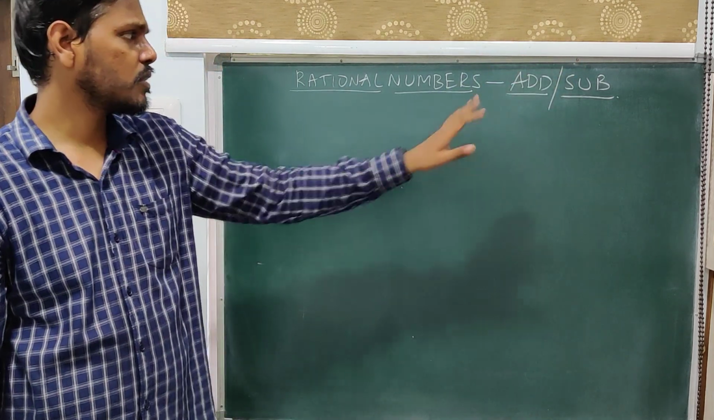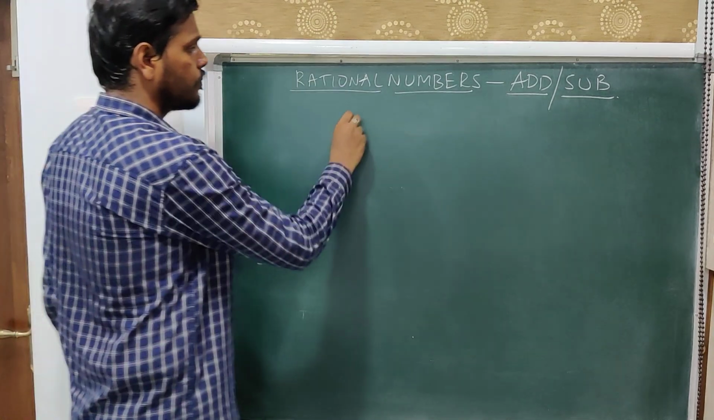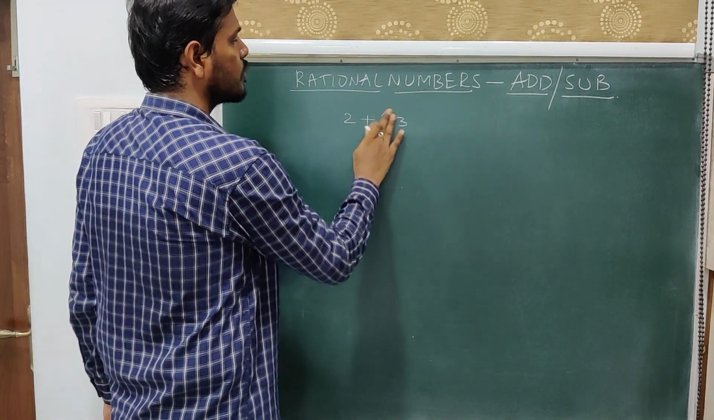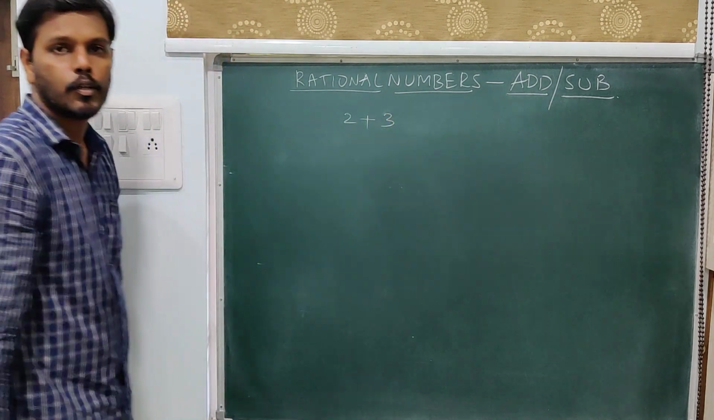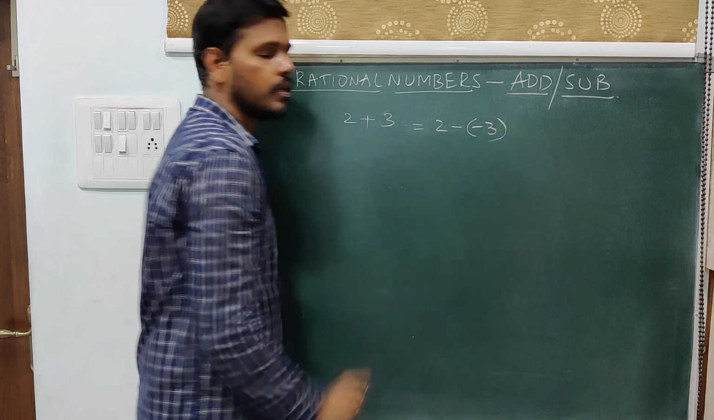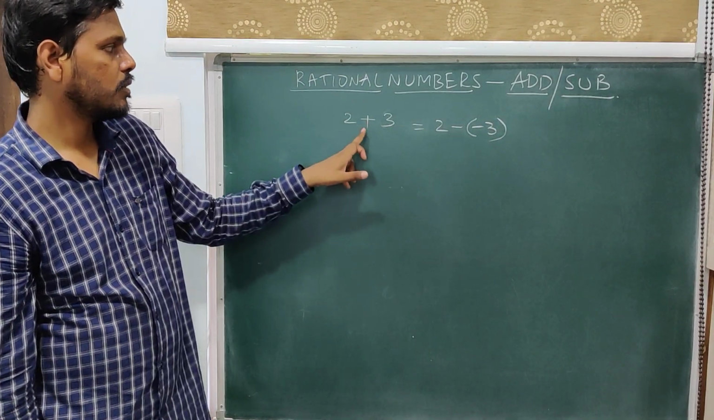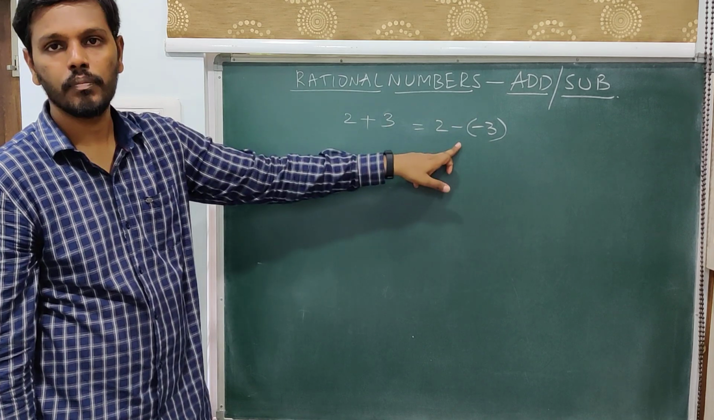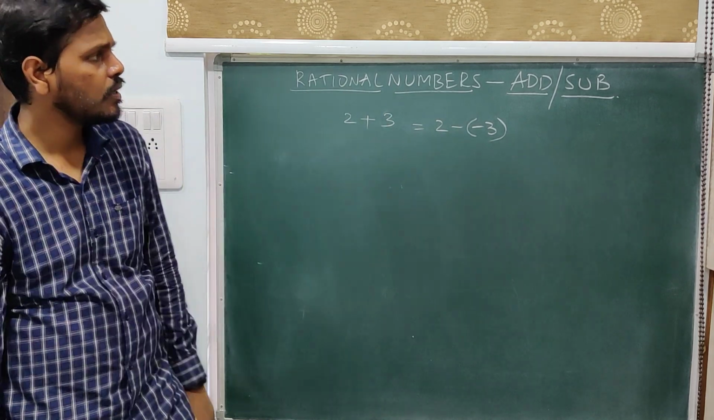and subtraction. The simple reason is this: suppose you write 2 plus 3. 2 plus 3, you can write the same thing as 2 minus 3. So the addition question is being turned over into a subtraction. However, both are the same. Therefore, that is the reason we don't make a clear distinction.